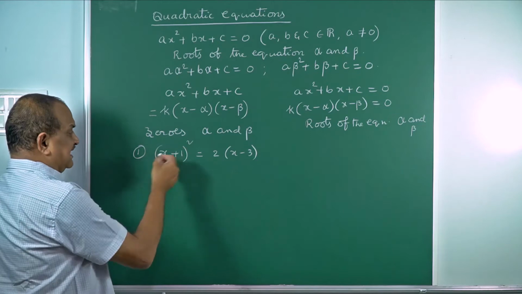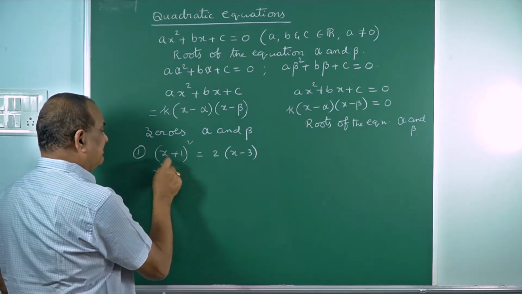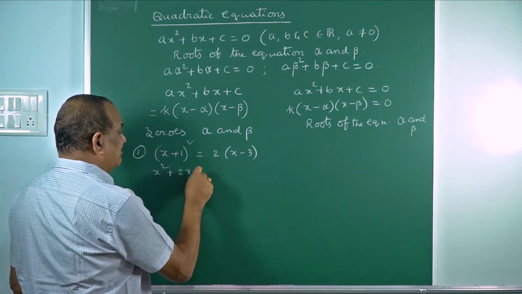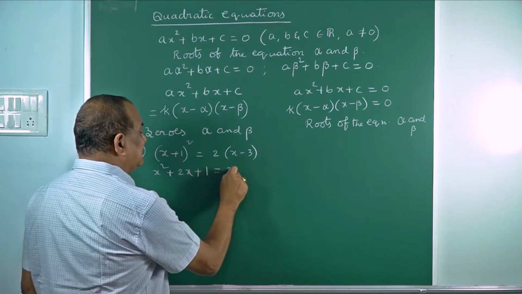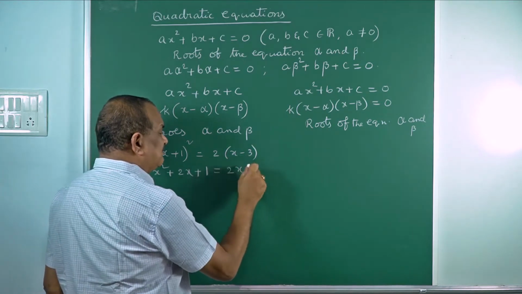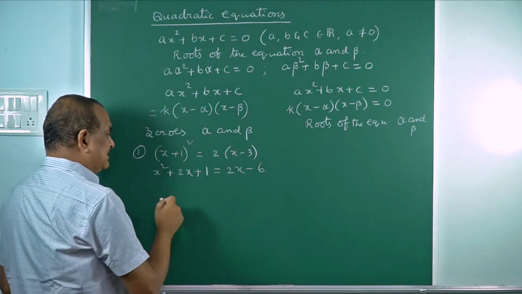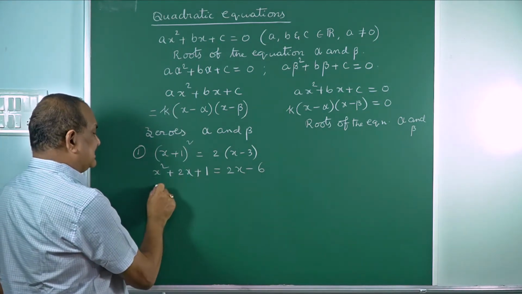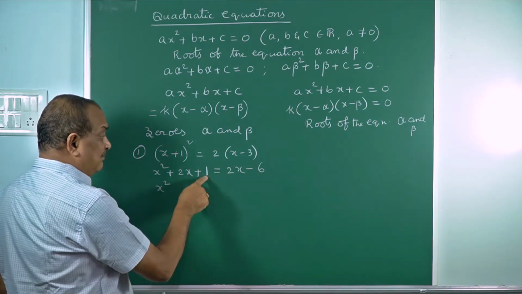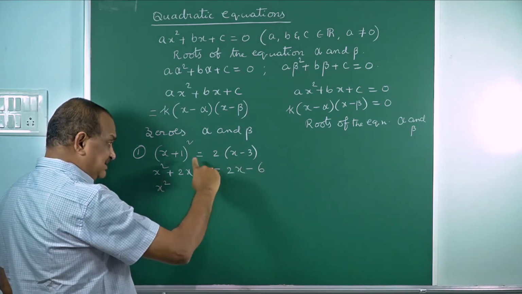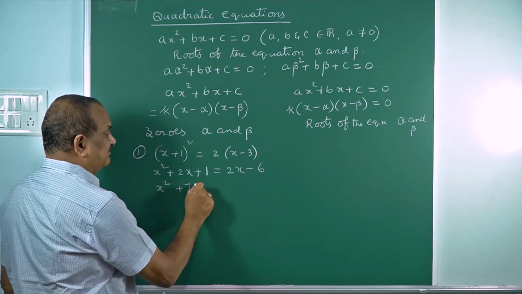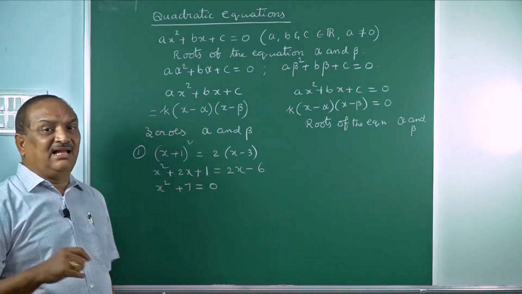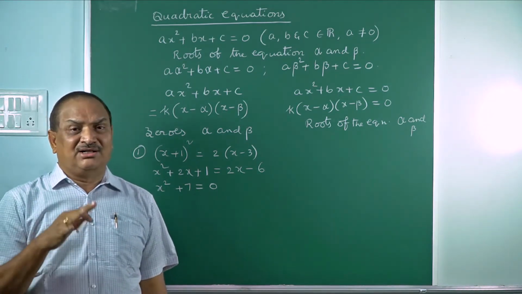Let me just expand this (x plus 1) whole square. You get (a plus b) whole square: a square plus 2ab, that is 2 times x times 1, 2x, plus 1 square is 1, and that is equal to 2 times x and 2 times minus 3. I bring this 2x to this side, there is also 2x here and that gets cancelled. I am left with only x square plus 1, and minus 6 comes to this side and becomes plus 7, equal to 0. Whether we get real roots or imaginary roots, we are not discussing now.